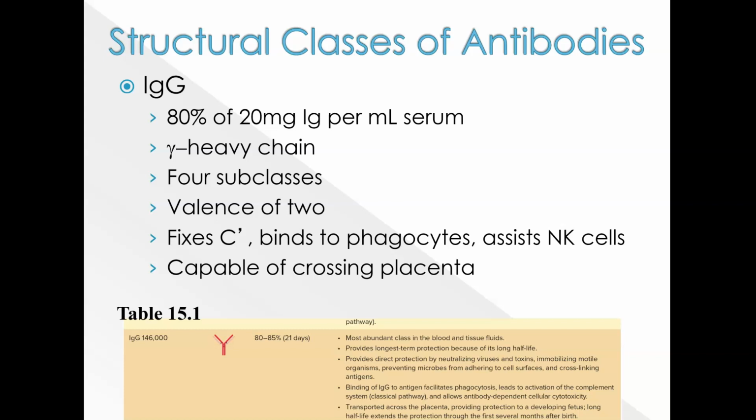It also can act as a big red flag to phagocytes. So basically what happens is it binds with its variable region to the bacteria, and then that Fc region sticks out into the external environment and acts like a big red flag to recruit macrophages to come and eat that bacteria.